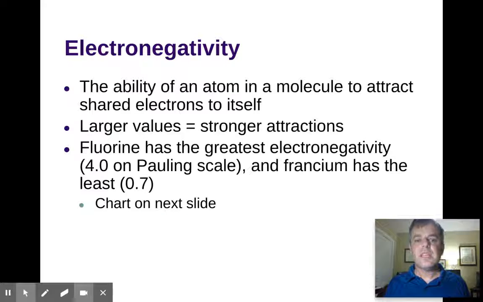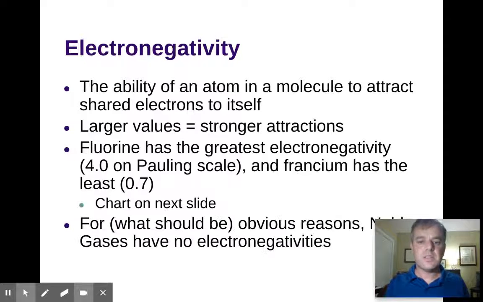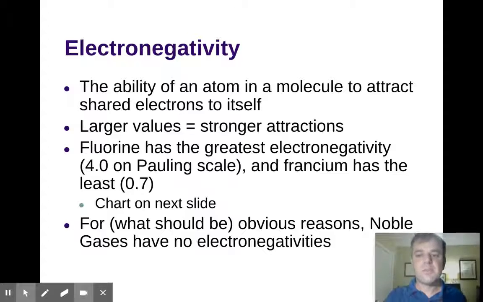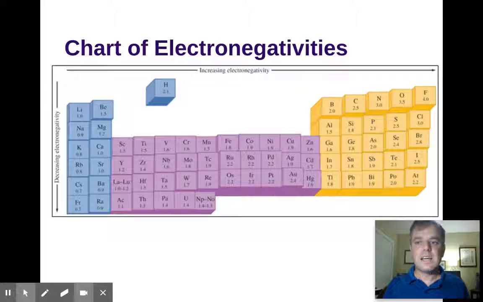The reason that it increases as you get to fluorine is because the radius is smaller and the effective nuclear charge on the valence electrons has increased. So the electrons that are shared are valence electrons, the ones farthest away from the nucleus. And for what should be obvious reasons, noble gases don't really have electronegativities.